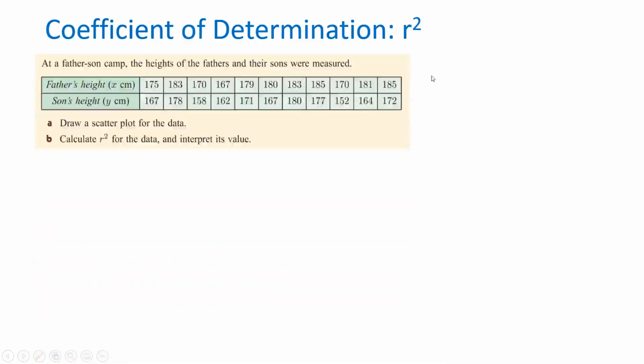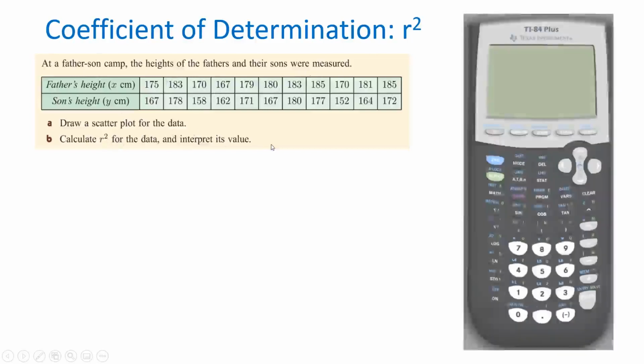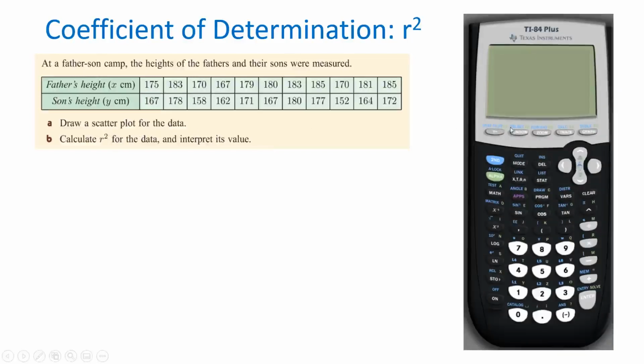So here's an example that we'll use to go through and see what r squared actually tells us about this information. At a father-son camp, the heights of the fathers and their sons were measured. They've all been listed in this table below. It says to draw a scatter plot for the data, calculate r squared and interpret its value. So we're going to enter this data into our calculator so that it knows the data in the table. The top one will be list 1 and the son's height on the bottom will be list 2.